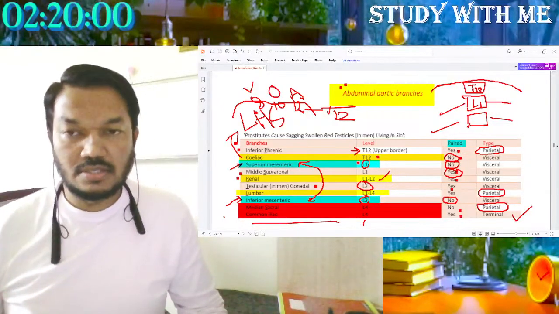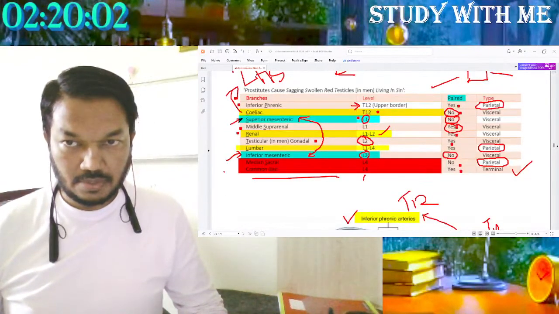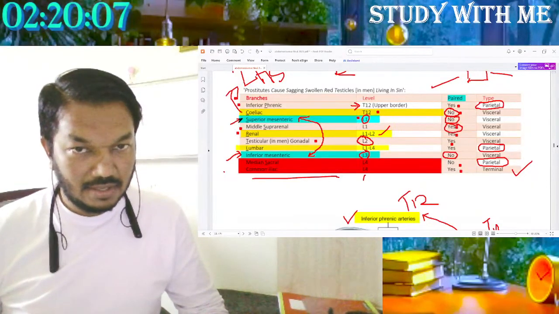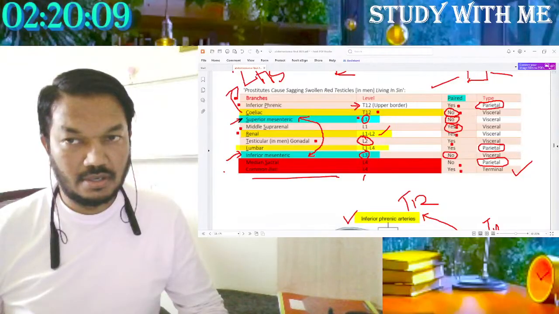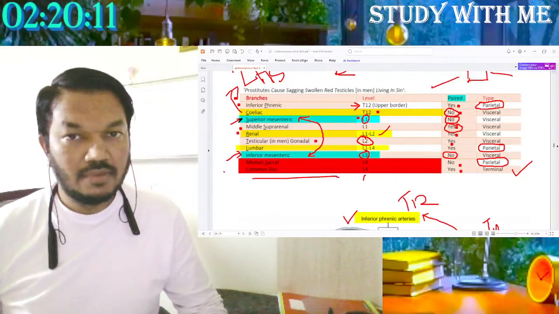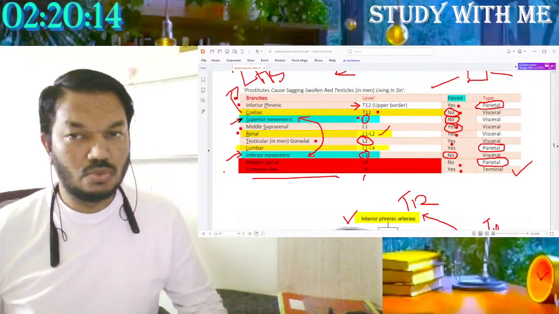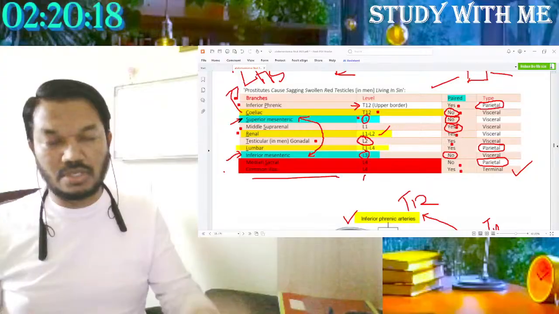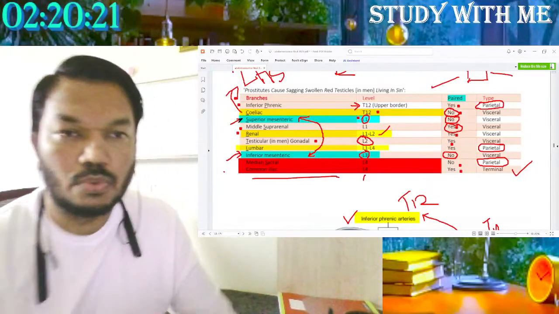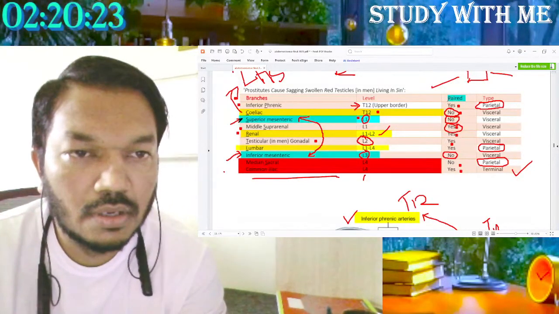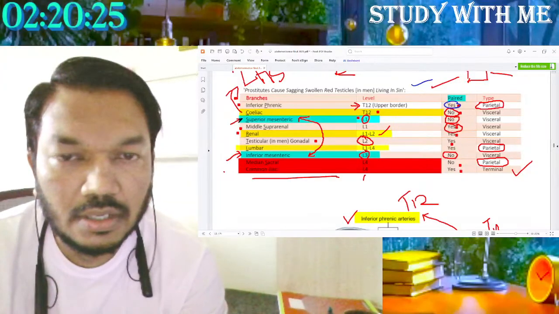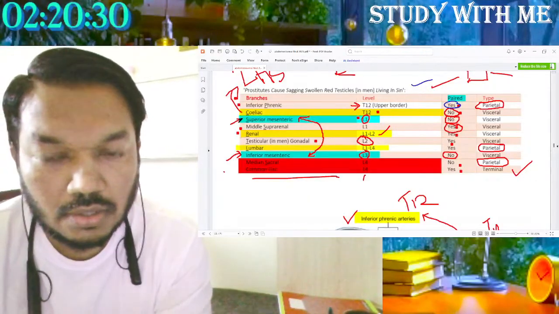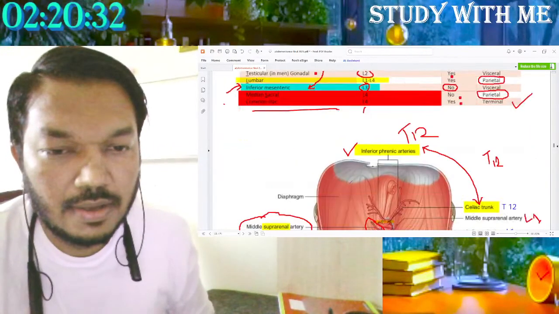Abdominal aortic branches, very important and very nice. You need to remember the branches, their level, whether they are paired or unpaired. Branches: inferior phrenic at the level of T12. Inferior phrenic. Phrenic means diaphragmatic and it gives supply to both sides. So it is paired. Just remember, abdominal aorta crosses the diaphragm at which level?